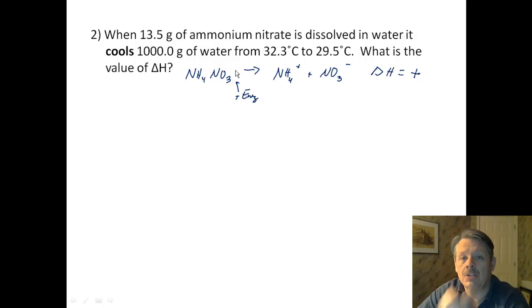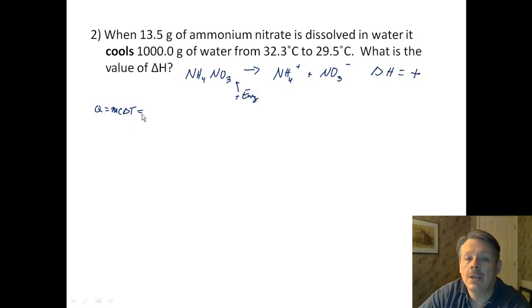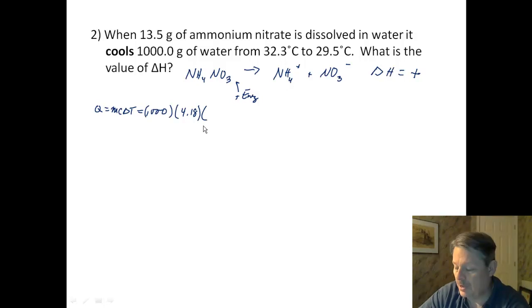Right? So let's go ahead and go through this problem. We notice the temperature change of the water goes down, which is what we'd expect. So how much water do we have? We have 1,000 grams of water. So we're going to do the Q equals mc delta T thing. We're doing this for water. So we have 1,000 grams of water, and our C is 4.18 joules per gram degree Celsius, and our temperature is going down, and it's going down by 2.8 degrees.